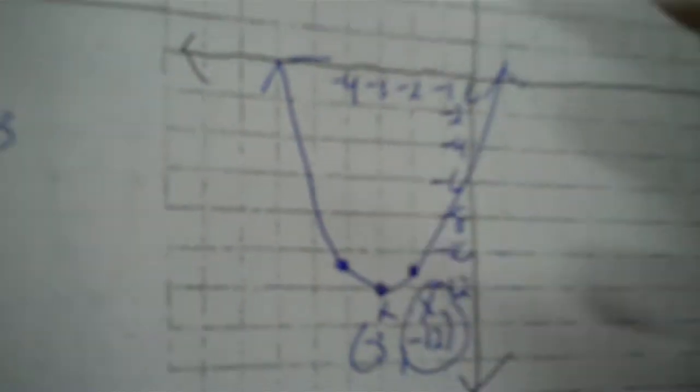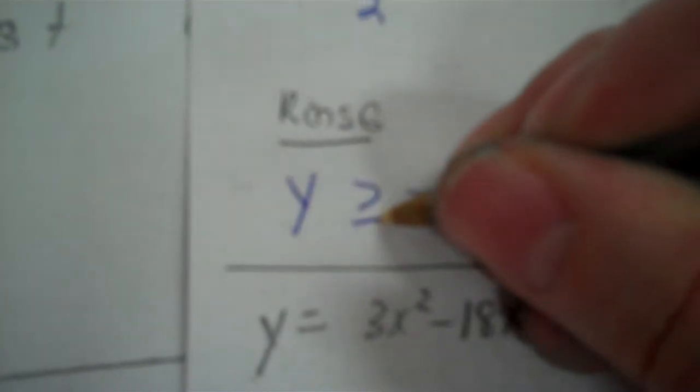Okay, so you need to label your vertex now. Negative 3, negative 12. X, y. Then you take your y value of negative 12. That's the important one. And from there I'm going up, so I put greater than or equal to. If you're going up, it eats a variable. So negative 12 is your minimum, and it just gets higher from there.